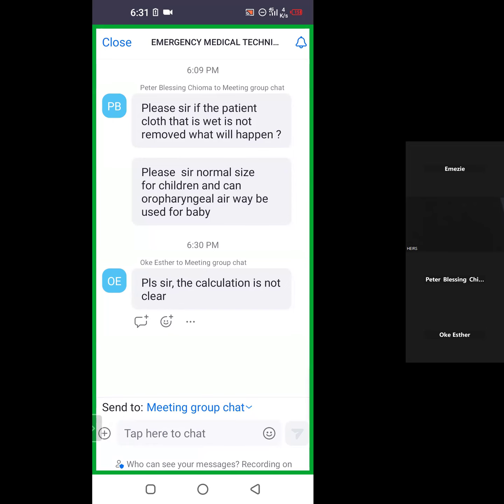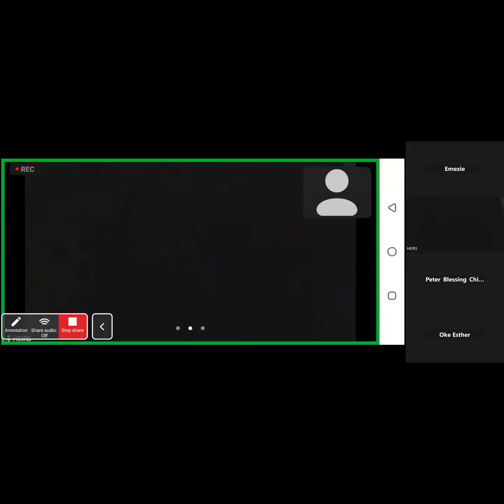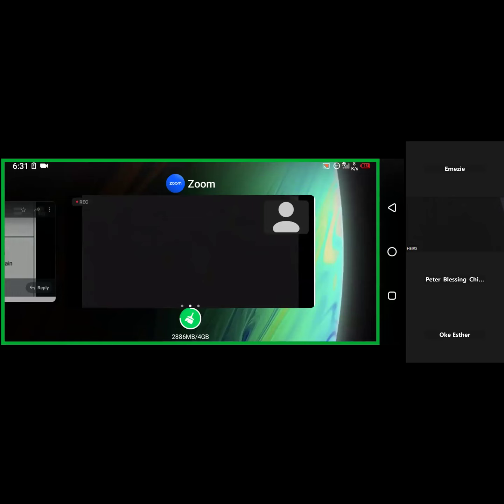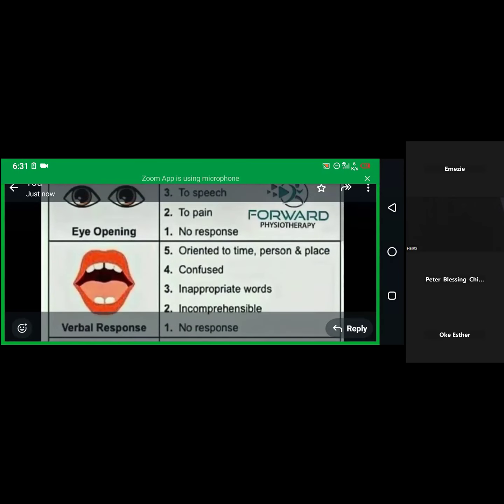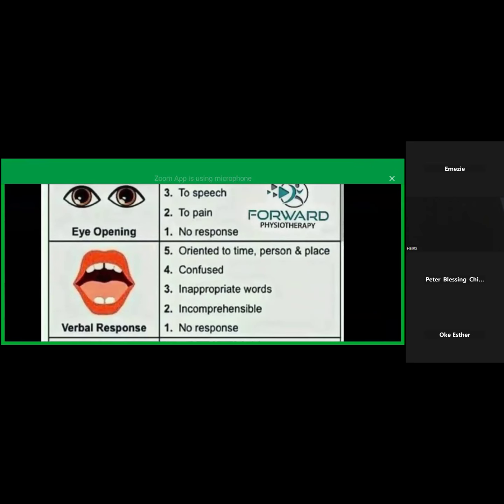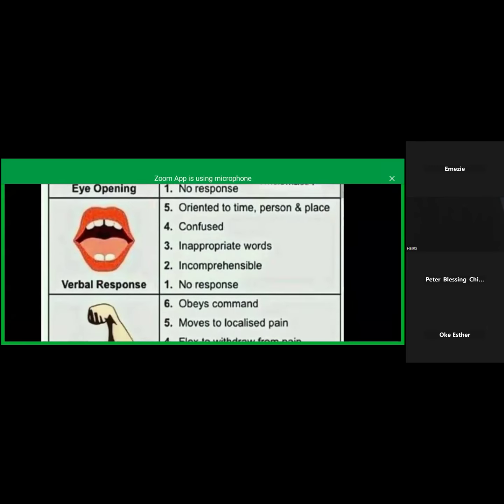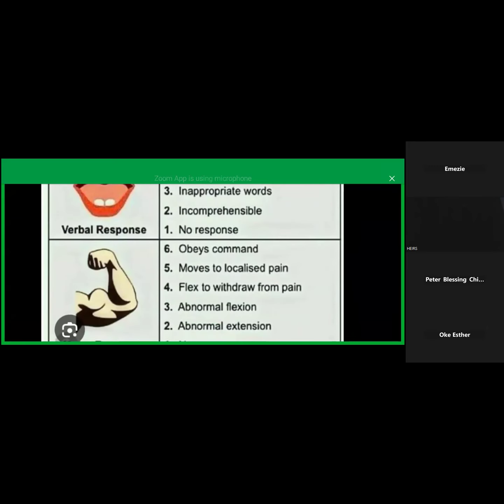We said we have to add the score. We have to add the score we get in eye opening. That score we get in eye opening, we write it down. Okay, in eye opening, we get 2. We write 2 down. In best verbal response, we have 3. We write 3 down. In best motor response, we have 4. We write 4 down.